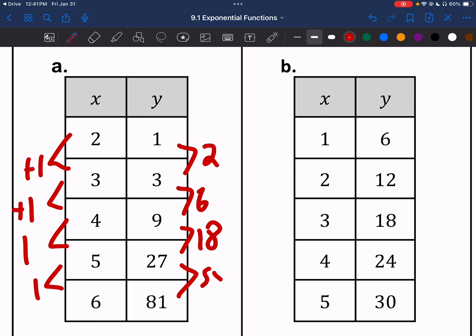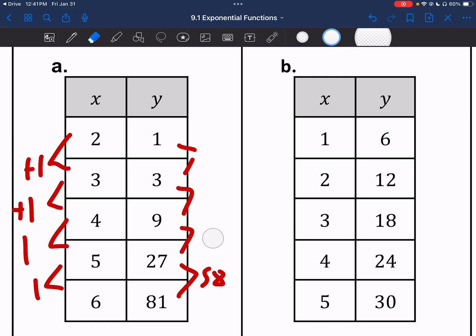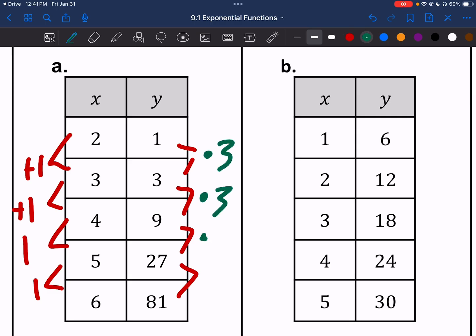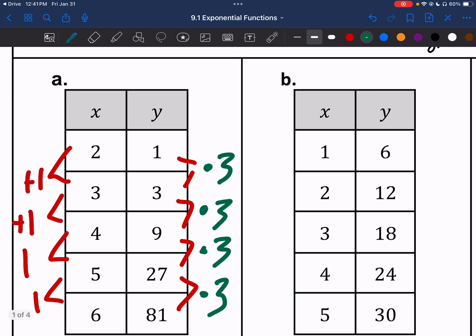But what do we really need to worry about here? What's actually happening as we take each one of those steps? What's happening is we are multiplying by 3 each step. So what type of equation is this one? This is exponential.